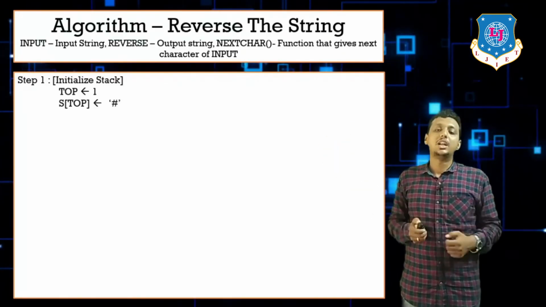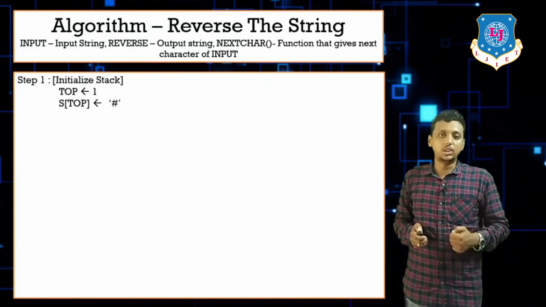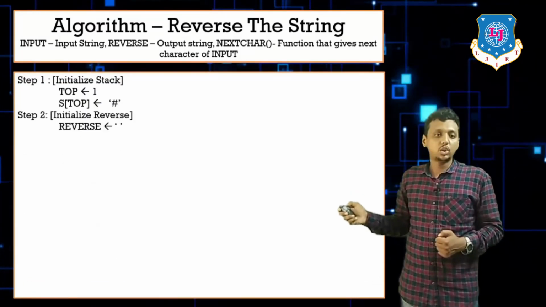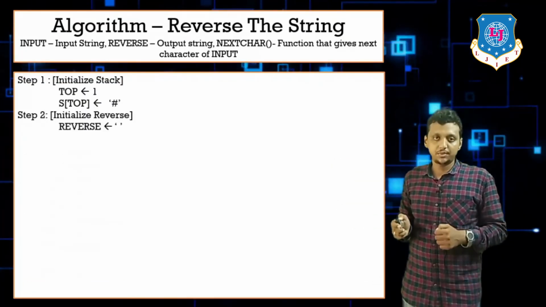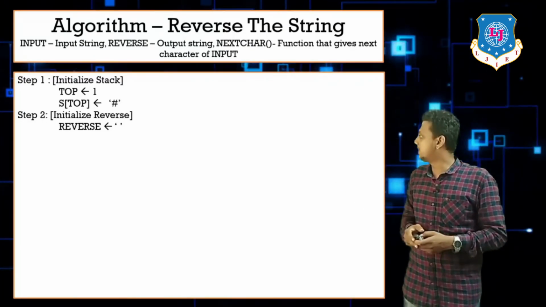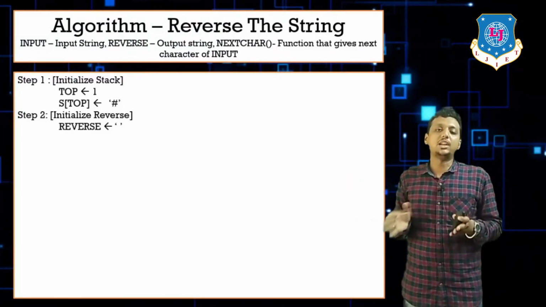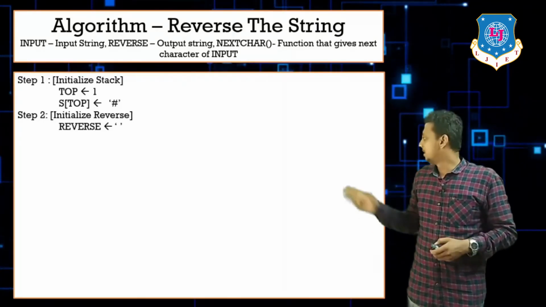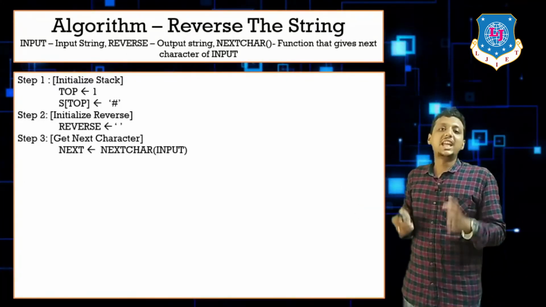So let me show you how we can do this. First, initialize the stack with the hash, so top is at 1, and s of top is hash. I have already initialized it. Next, let me initialize the reverse string. Reverse is the final string which contains our answer, so I have initialized it with null. Now next is to get the next character.